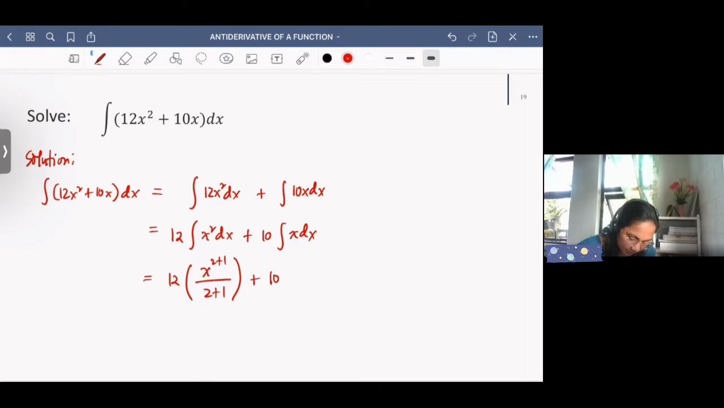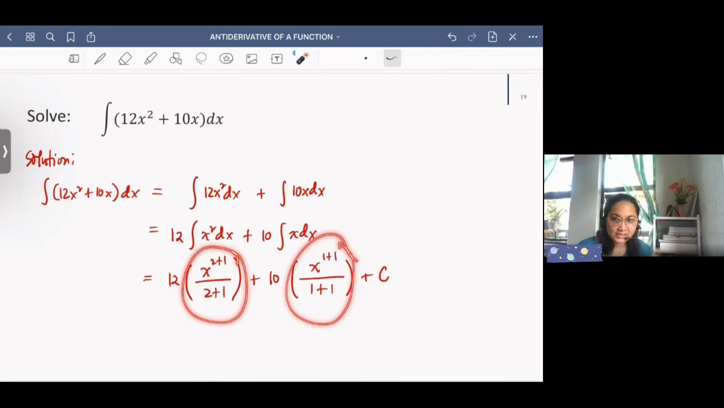Plus 10 times the quantity. This is our x raised to 1 plus 1 divided by 1 plus 1. And then here we include plus c for the arbitrary constant. Okay? So, let me just go back to the rules. Ano ba yung ginamit natin for this particular part of our solution.